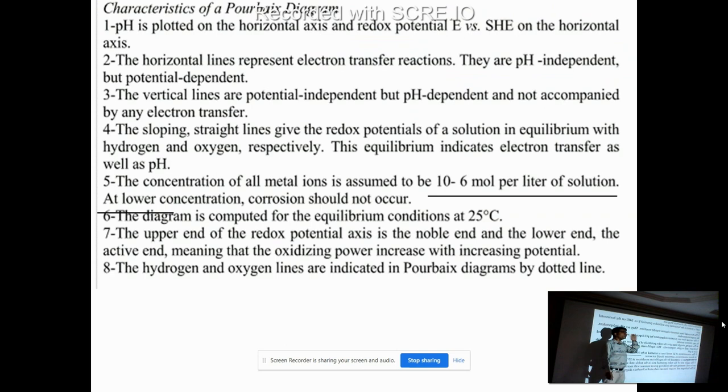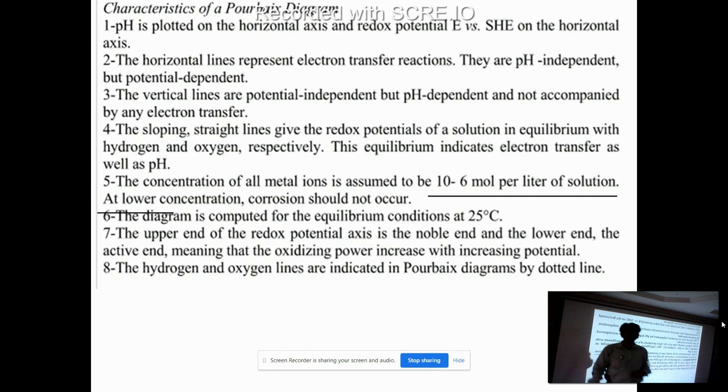So what will be pH dependent? What will be transferring? In the previous case, what was transferring? Electrons were transferring. In this case? H plus, because what is pH? pH is minus log of H plus concentration. That means H plus ions are transferring. Fine? So let me give an example here, and again we'll come back. I'll show you an example.